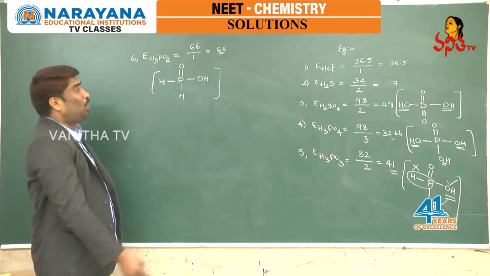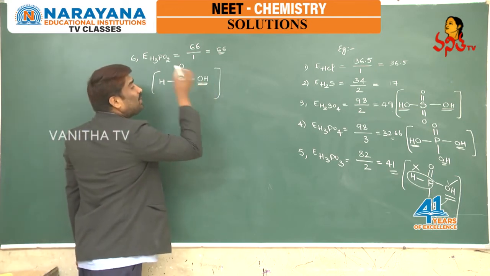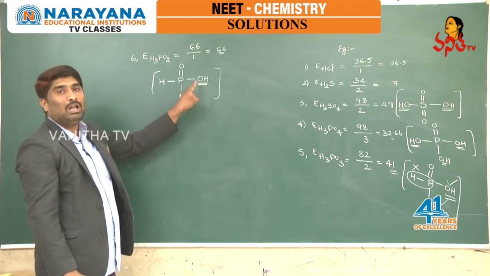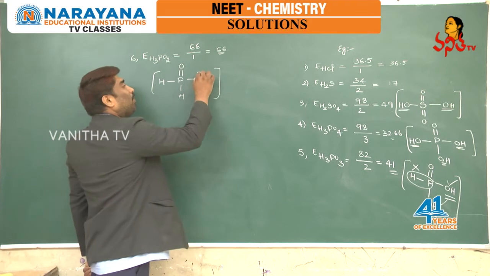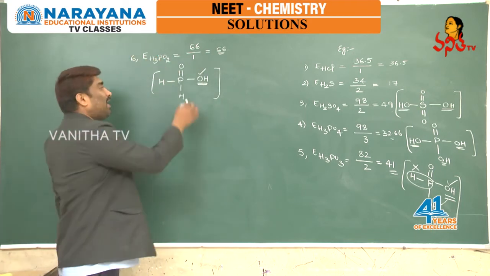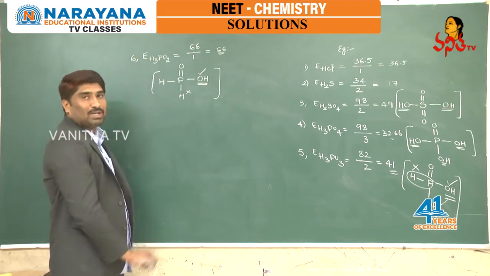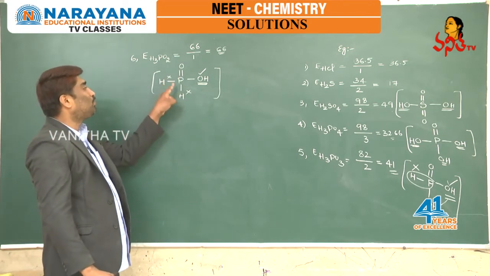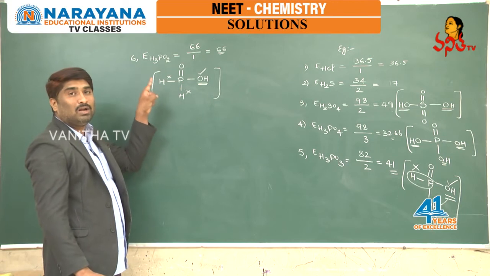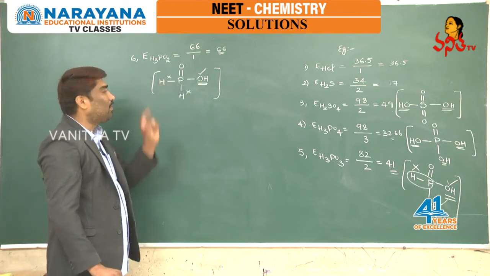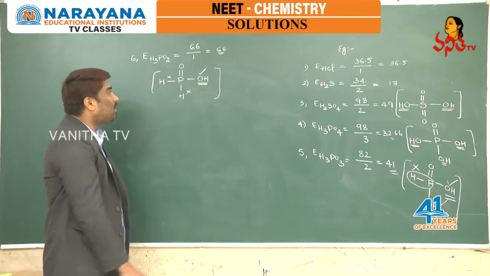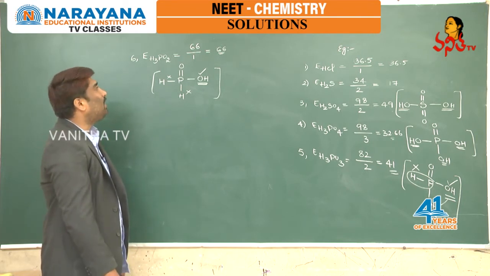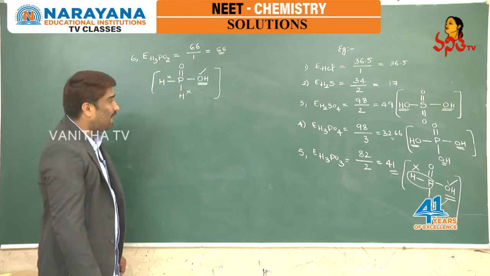In this structure, only this hydrogen is directly linked to oxygen. Therefore, this is the only replaceable hydrogen. Therefore, basicity is 1. Whereas these 2 hydrogens are not replaceable because they are not linked directly to oxygen. They are linked to phosphorus. Hence, they are not called replaceable hydrogens. This is the method of calculation of equivalent weight of acids.